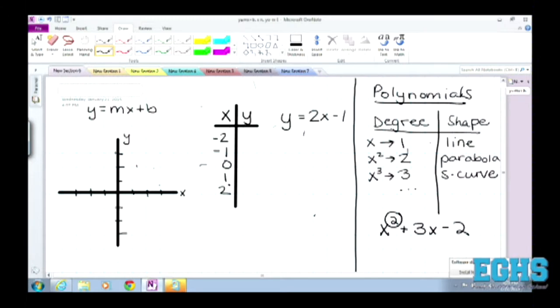If it's a first degree polynomial, it's always going to give you the shape of a line. If it's a second degree polynomial, it'll give you the shape of a parabola, which is just kind of a U shape. If it's a third degree polynomial, it's going to give you an S curve. Fourth degree is going to give you another variation of an S curve with more bends in it, and so on and so forth. These are really the three important ones that you need to know, what kind of shape that it's going to give you.